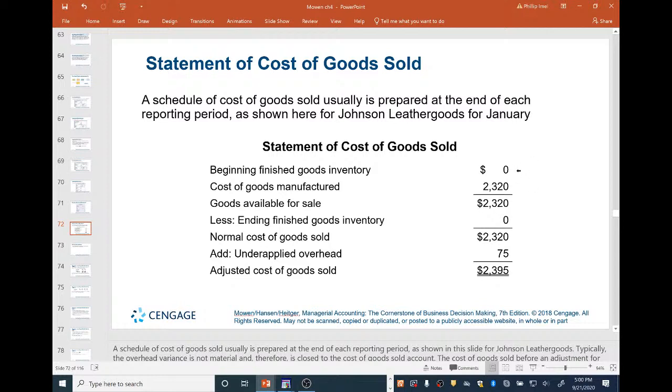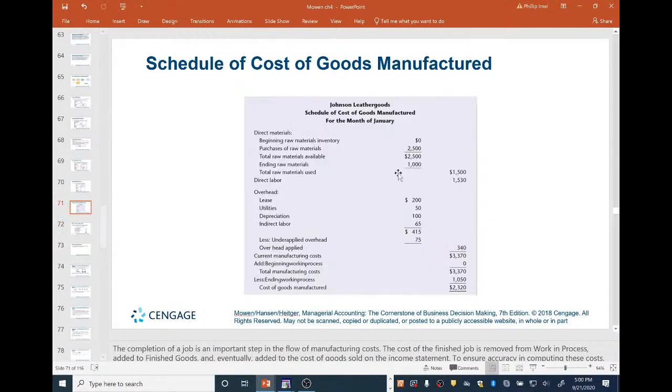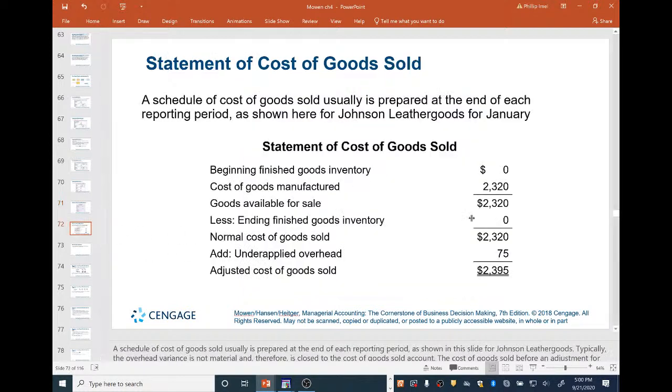Once again, beginning finished goods inventory was 0. Cost of goods manufactured was 2,320, which we found right here on the schedule of cost of goods manufactured, 2,320. So goods available for sale in this case is 2,320, less ending finished goods inventory, which was 0 in this case. So normal cost of goods sold is 2,320.